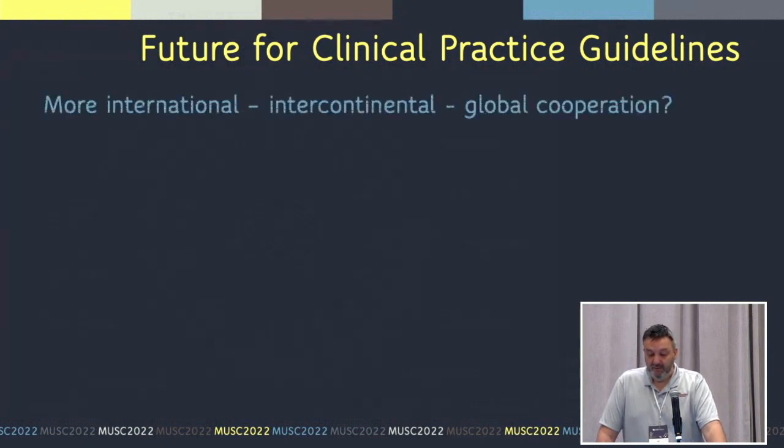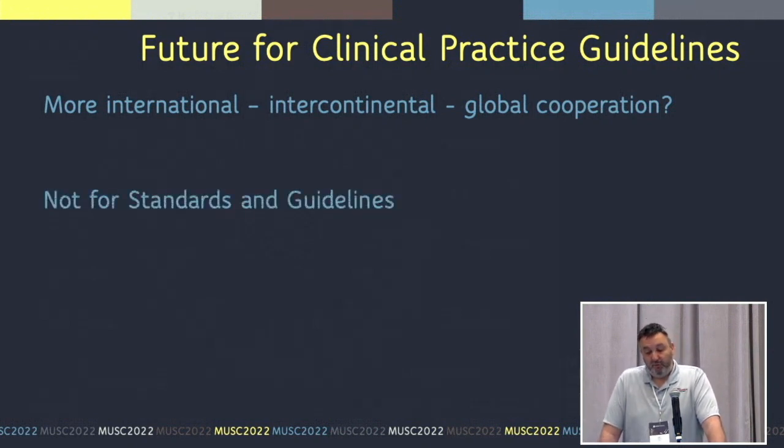What's the future? Well, we should be more international, I think. There shouldn't be any more EU or US guidelines. There should be global guidelines. This will not work for standards and guidelines, because in standards and guidelines there are a lot of local things. For example, you should be in the OR within 30 minutes. We can say it's within 30 minutes because everybody lives close to the hospital in certain countries, but in other countries people live far away and need an hour to get to the hospital. It's just something that you have to deal with. So that will be harder.